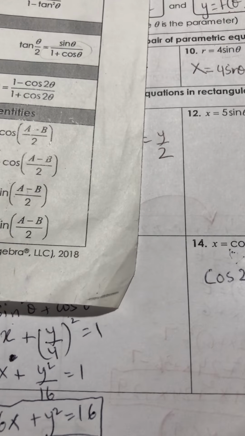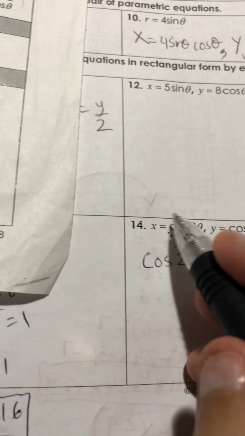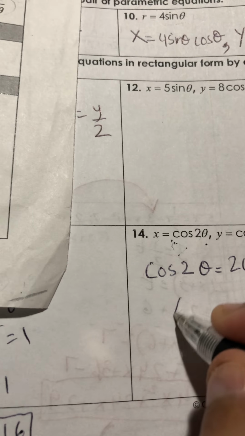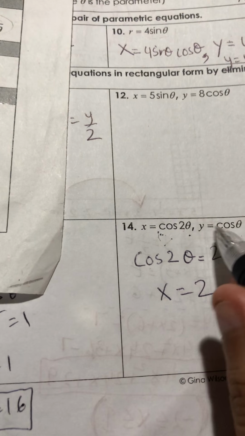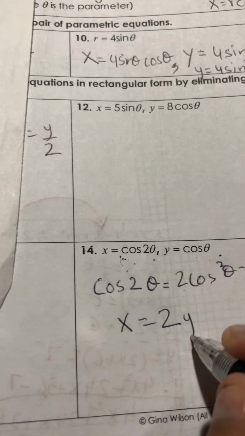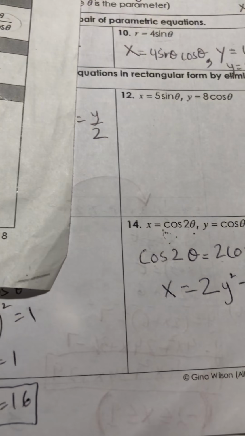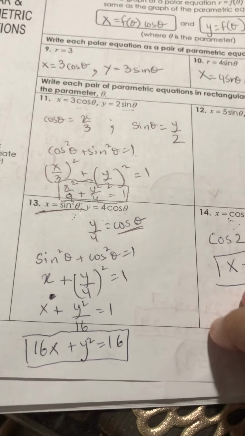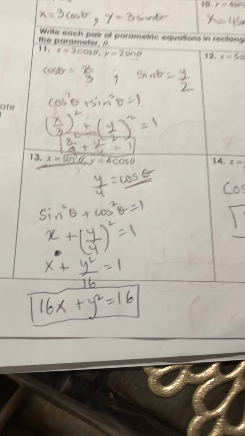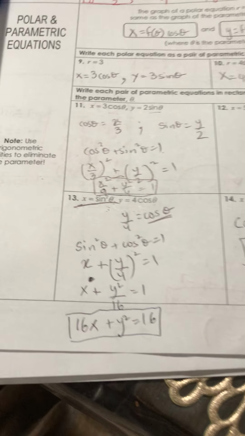I'm going to plug in these rectangular equations. Cos 2 theta is x, which is equal to 2 cos squared theta, and cos squared theta would be y squared, minus 1. So this is my final equation. What we just have to do is isolate the trigonometric function, and then look for the identity, and then implement those identities. I hope you understand this topic.